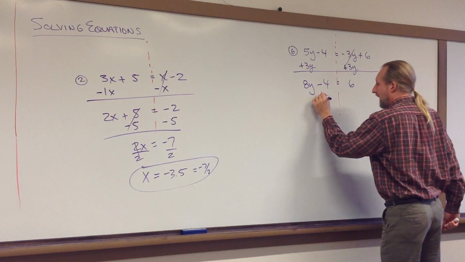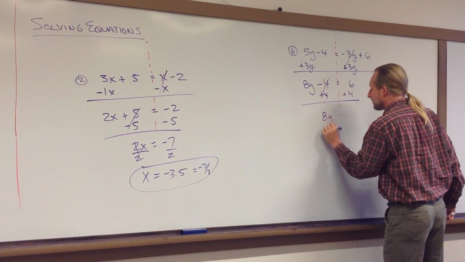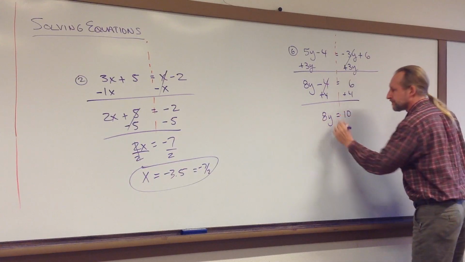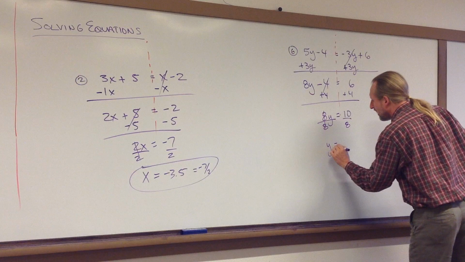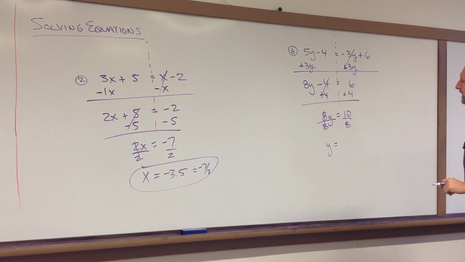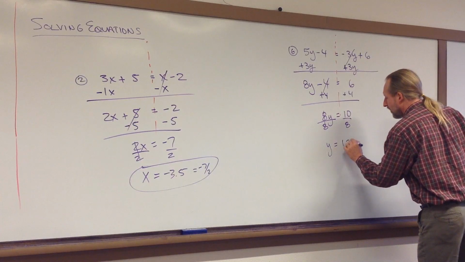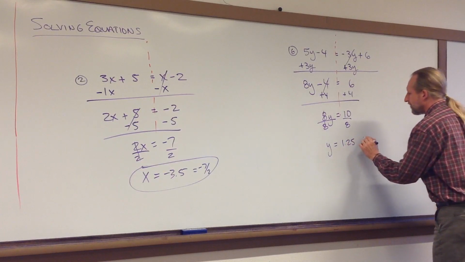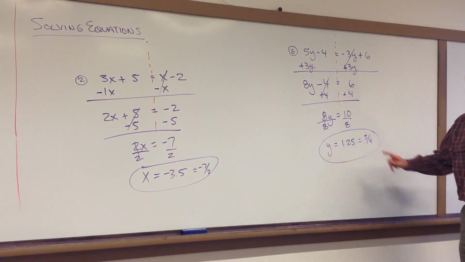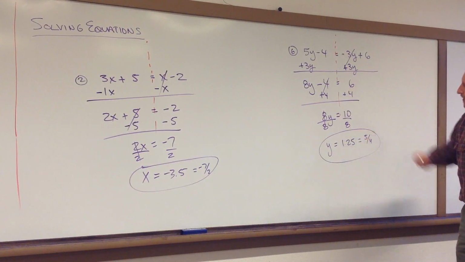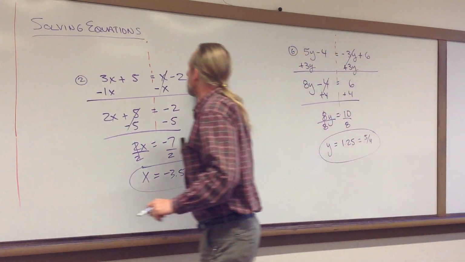Okay, and then I'll add the 4 to both sides. And that'll say 8y equals 10. And then divide on both sides by 8. And here y is going to be, let's see, what is that going to be? 1.25. If you like a fraction, it'll be 5 over 4 in lowest terms. That 10 over 8 will reduce to 5 over 4. Okay.